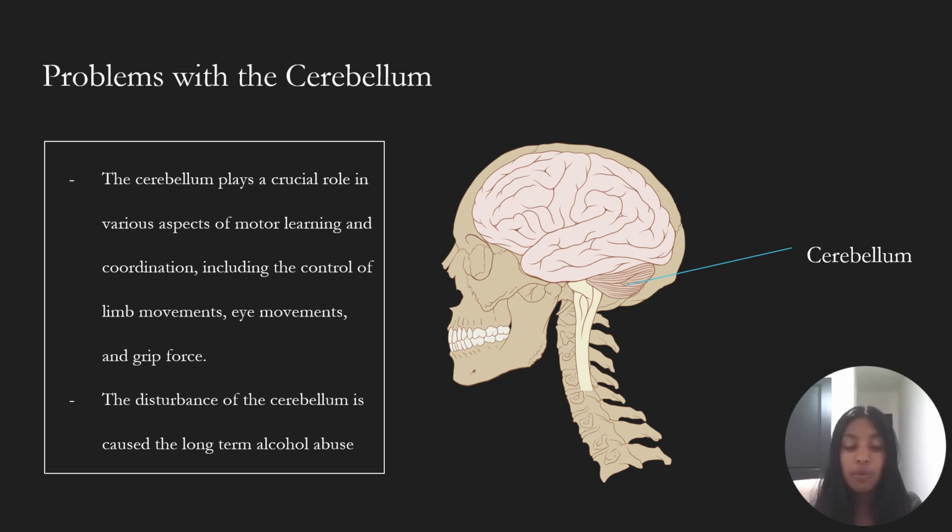There are also problems with the cerebellum, and the cerebellum is really important for motor learning and coordination. So that's the control of limb movements and eye movements. Disturbance of the cerebellum is caused by long-term alcohol abuse.